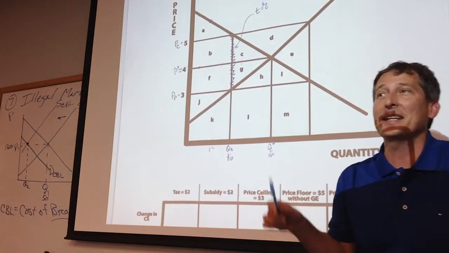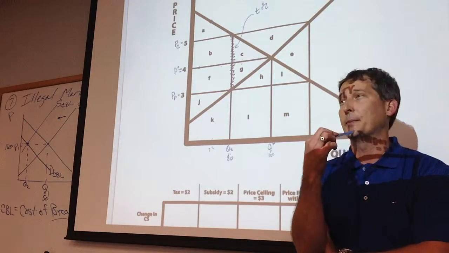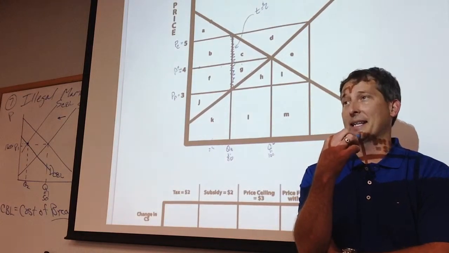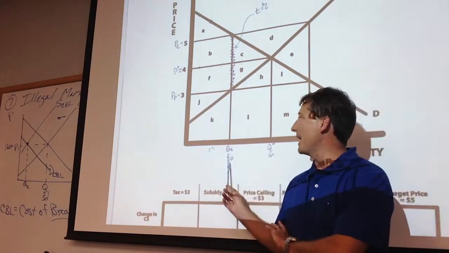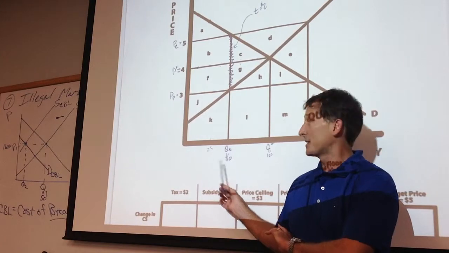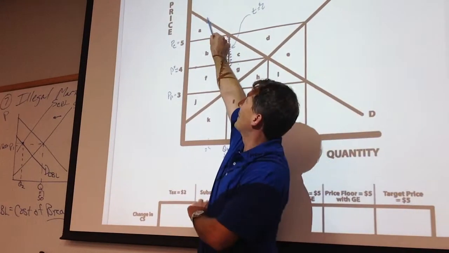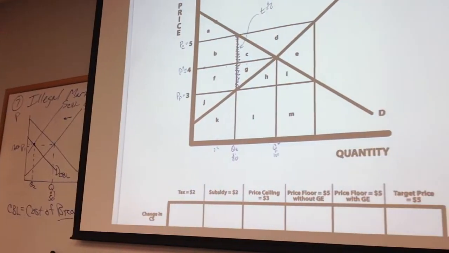Back to my question. What is the new consumer surplus? What area? I heard a few people say A. Consumers are buying 80 units. Some people were willing to pay more than $5, right? We already established that. Some people were willing to pay $5, $6, whatever. So there's still some consumer surplus.